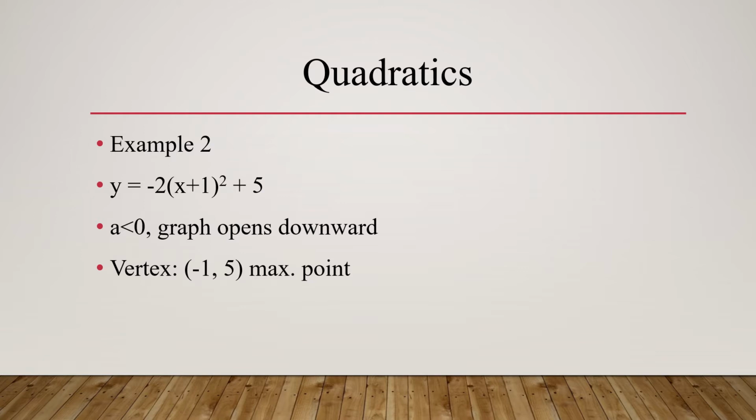Example 2. Here we can see that a is minus 2, so it means that the graph opens downward. And also we can imagine that this bracket is x minus negative 1. So the h is minus 1 and the k is plus 5. So the maximum point now is (minus 1, 5).